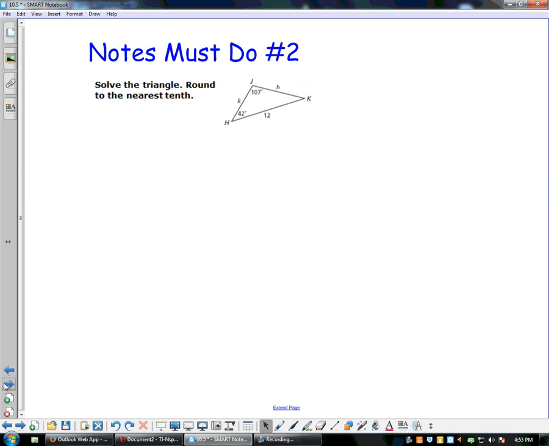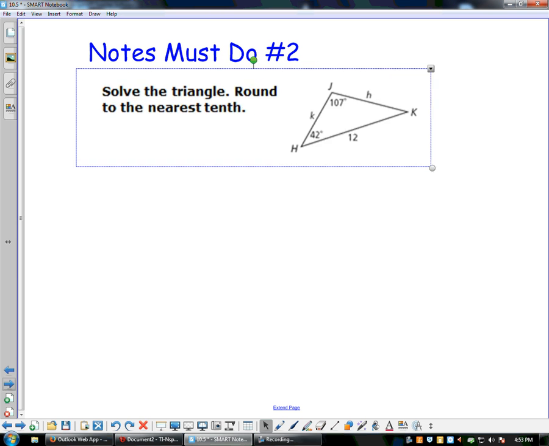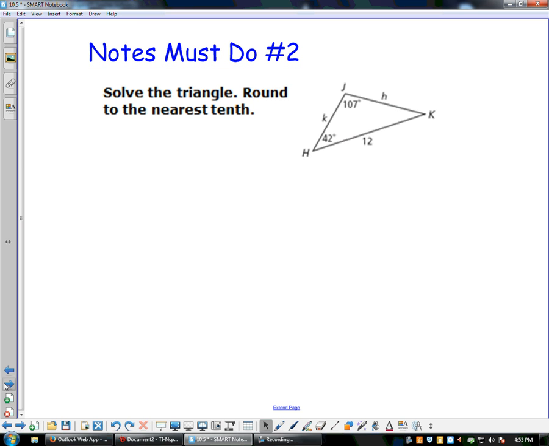So that brings you to your second must do. You need to solve this triangle. Again, round everything to the nearest tenth. See if I can make that a little, there we go. Okay, so again, you're going to be looking for three pieces here to solve it. You need to know what is the measure of angle K. Use what you know that they all add up to 180 to find that. You're going to find out what is the length of H, so that side length, and what is the length of side K. Remember, you're going to use the law of sine.